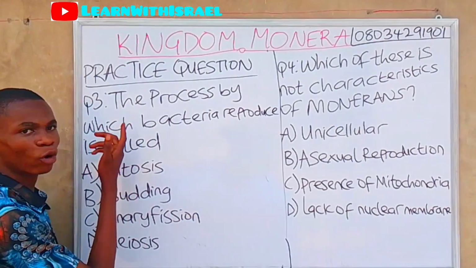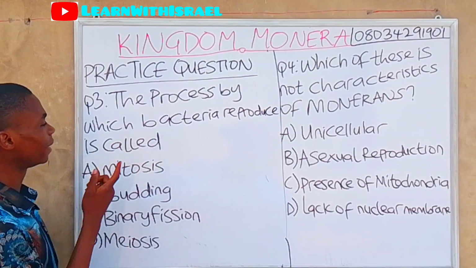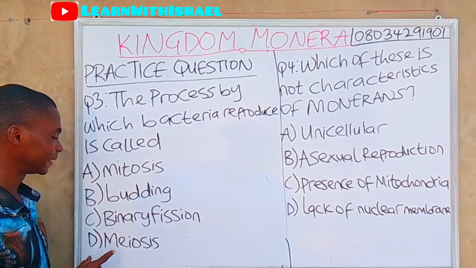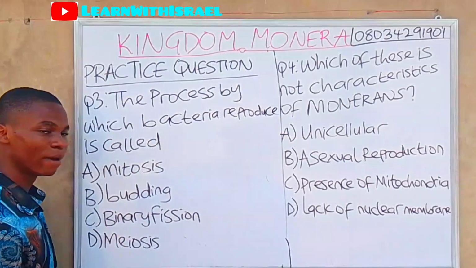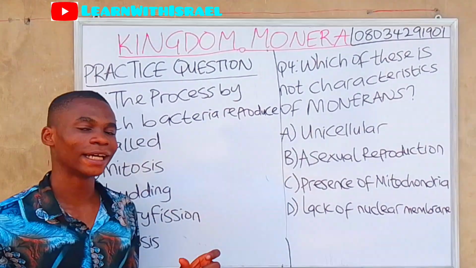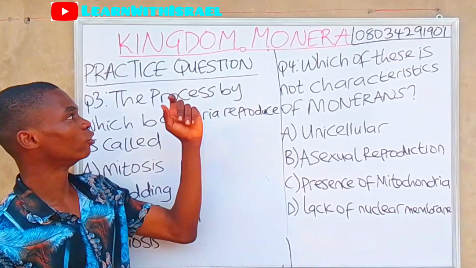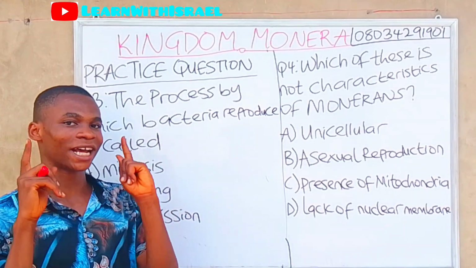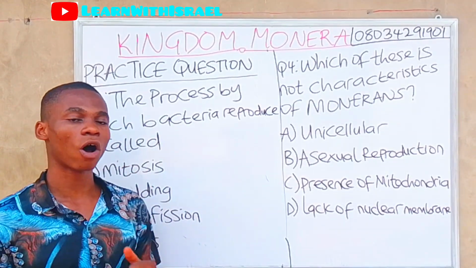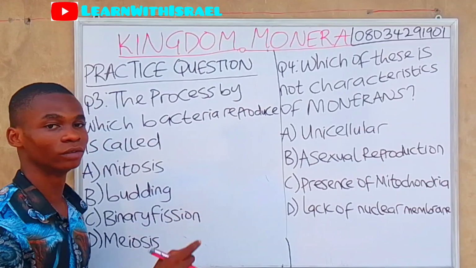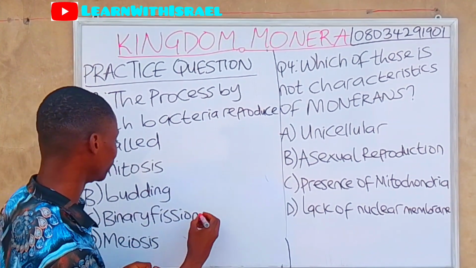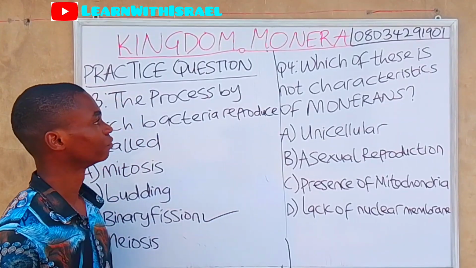Question 3. The process by which bacteria reproduce is called A, mitosis, B, budding, C, binary fission, D, meiosis. So I said earlier, during the characteristics of Kingdom Monera, that Moneran reproduce asexually by means of binary fission. I hope you remember that bacteria reproduce by means of binary fission.